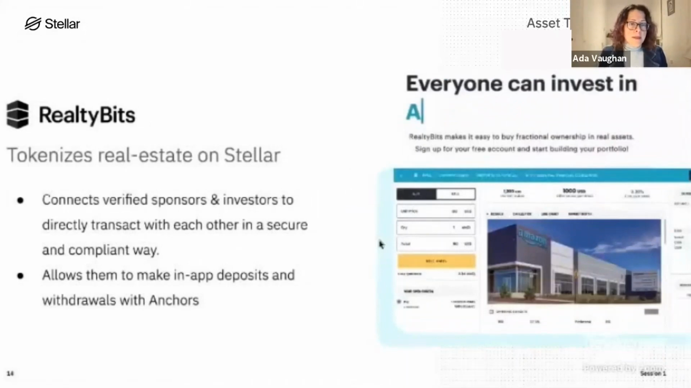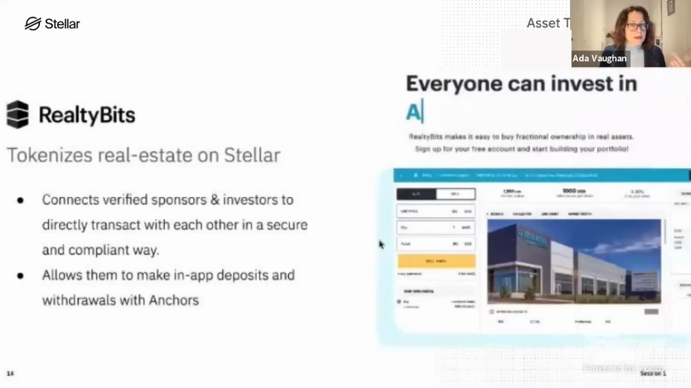Here's one more. This company is called RealtyBits. And again, RealtyBits is a marketplace on Stellar, and they have built an infrastructure where people can invest in opportunities like startups, like real estate. RealtyBits' story is that they started out, as you might imagine from the name, mainly doing real estate. But then they had these verified sponsors and investors involved in their platform, and realized that they could do a lot more. And so they expanded to other types of assets.